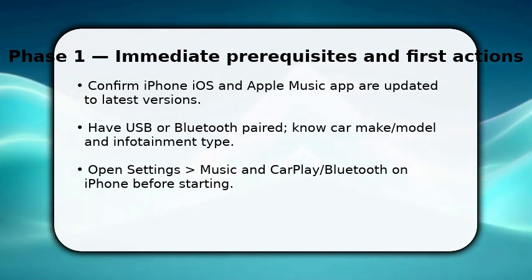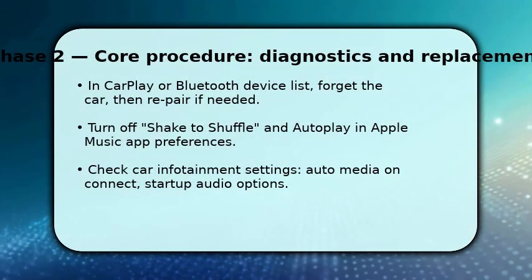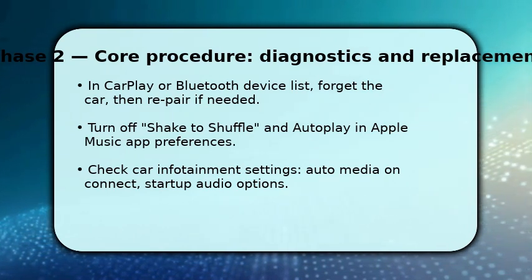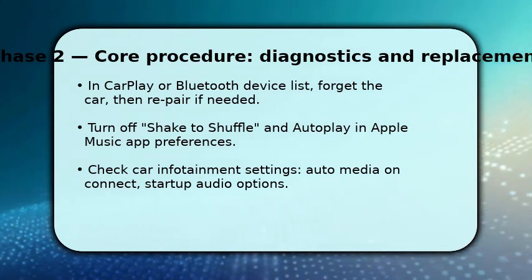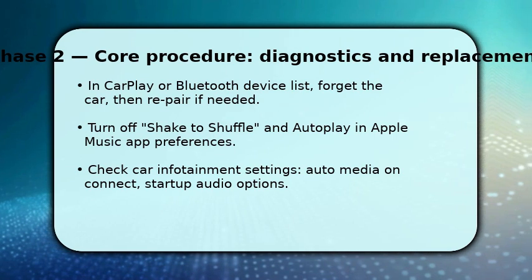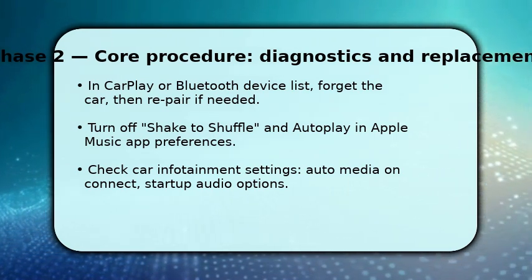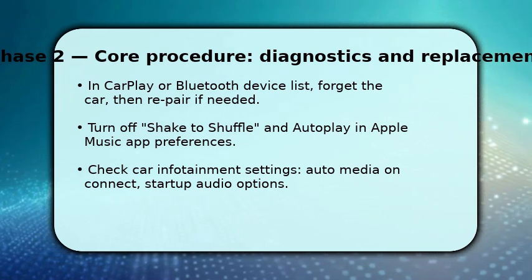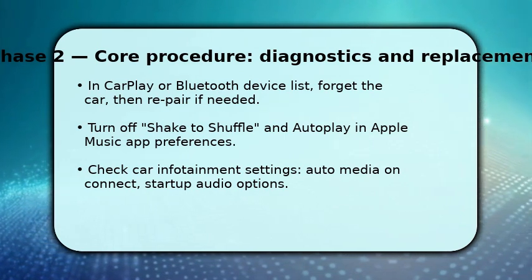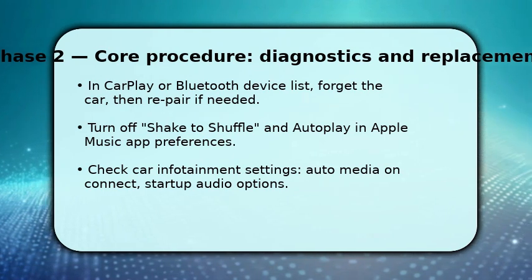Once done with iPhone settings, tackle app and car triggers. Open Apple Music app settings and turn off Autoplay and related smart features. Also disable Shake to Shuffle to avoid accidental starts. Next, in iPhone Bluetooth or CarPlay list, select your car and choose Forget this device, then repair to reset permissions. This clears Autoplay flags.